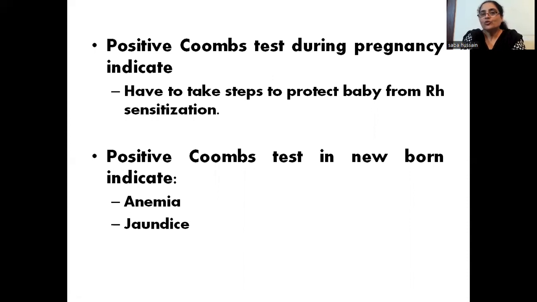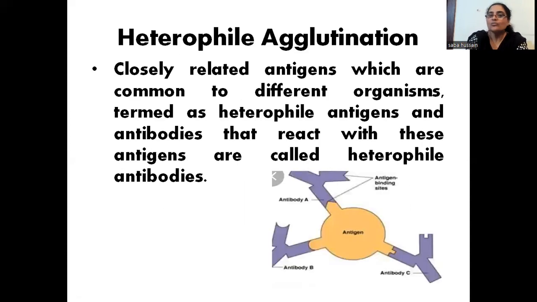If a positive Coombs test is detected during pregnancy, it indicates that we have to take steps to protect the baby from Rh antigen sensitization. That means if there is a second pregnancy, precautions have to be taken. A positive Coombs test in a newborn indicates there may be anemia or jaundice. So in these conditions, the Coombs test is very helpful for detection.